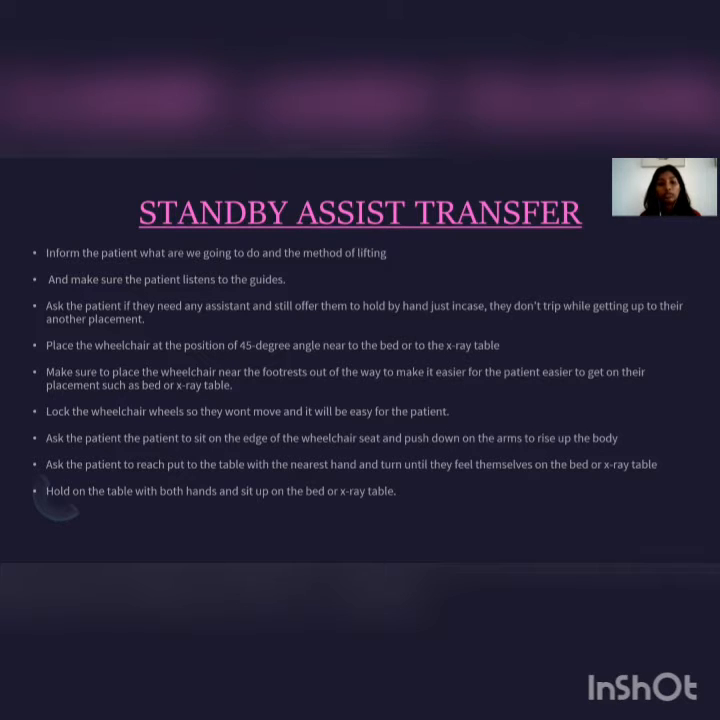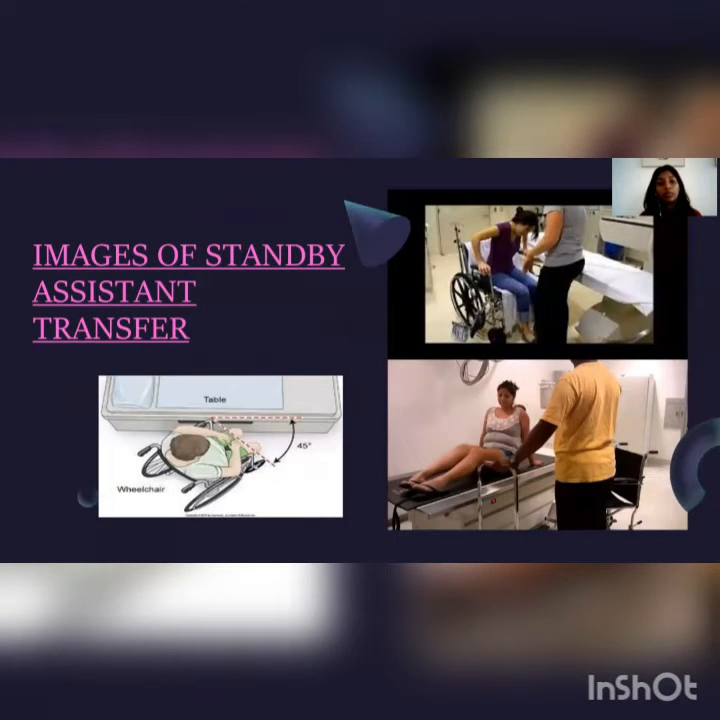Lock the wheelchair's wheels so that it will not move and it will be easier for the patient while they are getting up to move to the next placement. Ask the patient to sit on the edge of the wheelchair seat and push down on their arms to rise up their body. Then ask the patient to reach out to the table with the nearest hand and turn until they feel themselves on the bed. Let the patient hold on to the table with both their arms and sit on the bed, and then hold the X-ray table once they have transferred themselves. This will be the images of standby assist transfer.